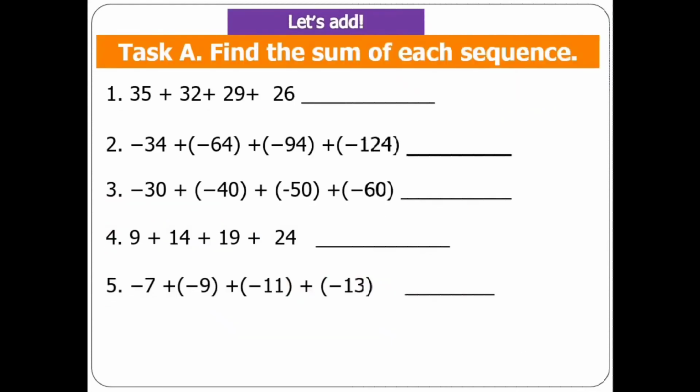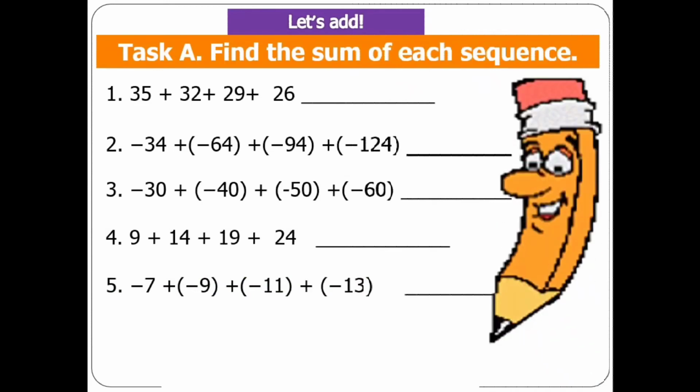Find the sum of each sequence. Number 1, 35 plus 32 plus 29 plus 26. Number 2, negative 34 plus negative 64 plus negative 94 plus negative 124. Number 3, negative 30 plus negative 40 plus negative 50 plus negative 60. Number 4, 9 plus 14 plus 19 plus 24. And the last number is negative 7 plus negative 9 plus negative 11 plus negative 13.